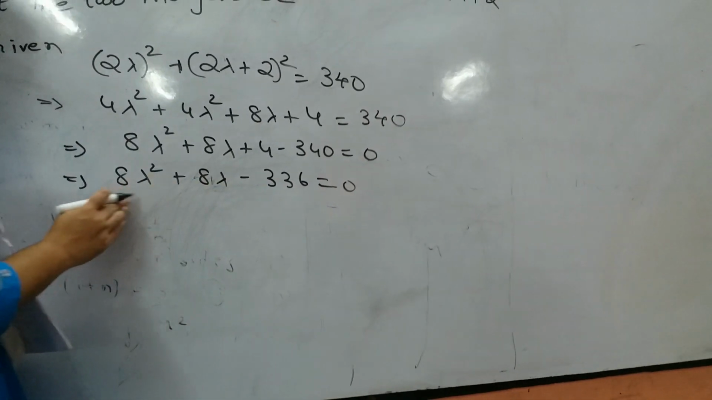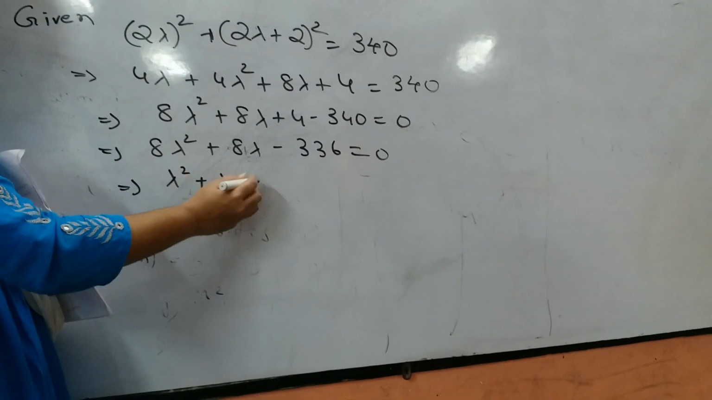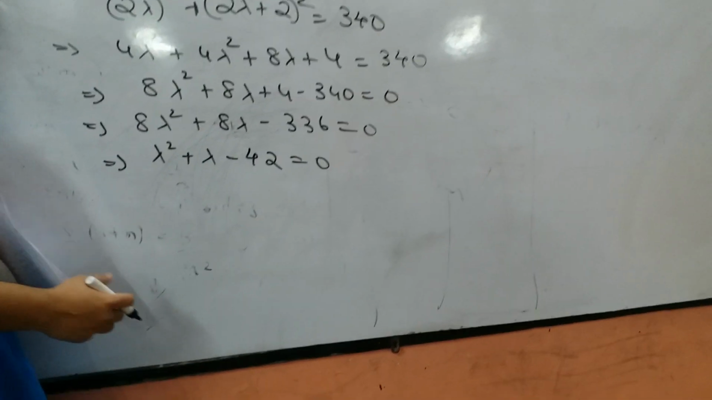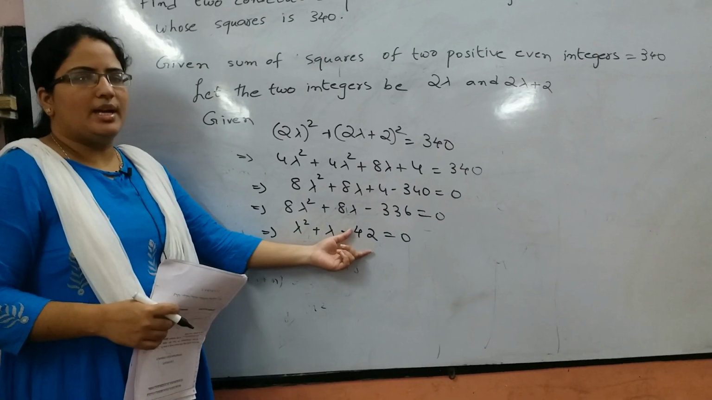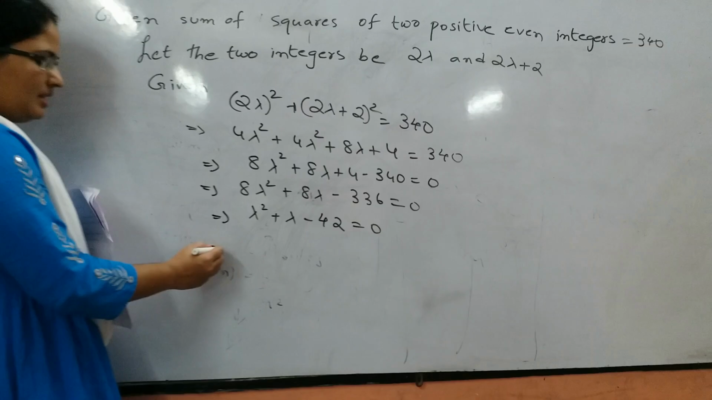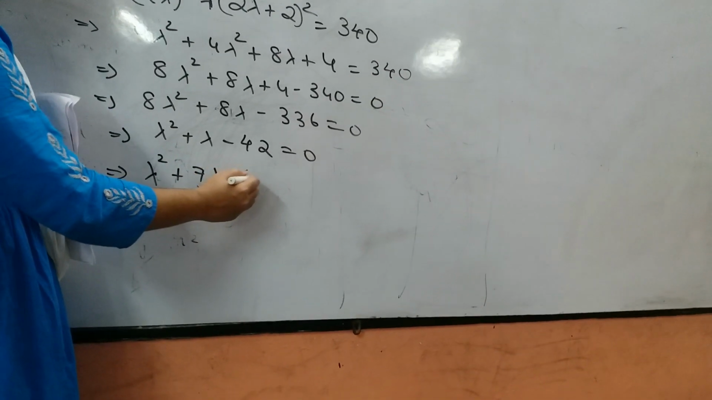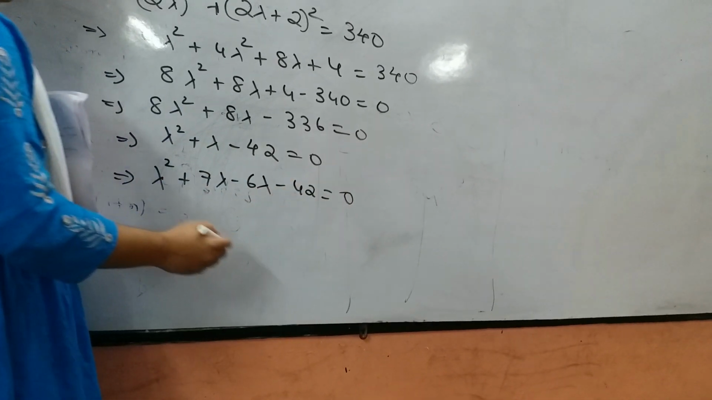This goes in the 8 table. Let us take 8 common. Lambda square plus lambda minus 42 is equal to 0, since 8 fours are 32 and 8 sixes are 48, giving 336 divided by 8 as 42. Now we will factorize this equation. For 42 you can take 6 and 7. Lambda square plus 7 lambda minus 6 lambda minus 42 is equal to 0.